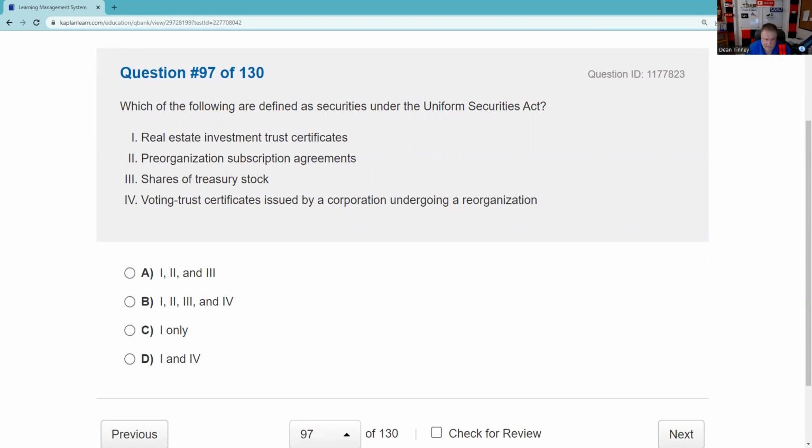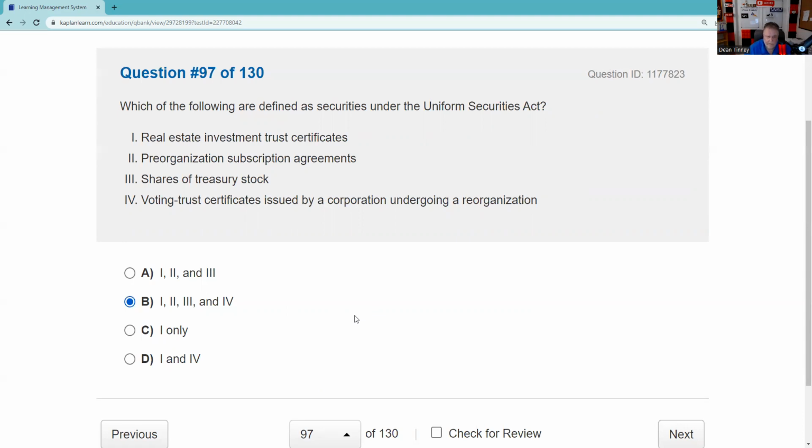That's a security. Pre-organization subscription agreement. Remember, no more than 10 subscribers with no funds paid in is a security. It's an exempt transaction, but it's a security. Treasury stock is securities. A voting trust certificate undergoing a reorg. This is in bankruptcy. 1, 2, 3, and 4. I wouldn't really worry about that too much on the test.